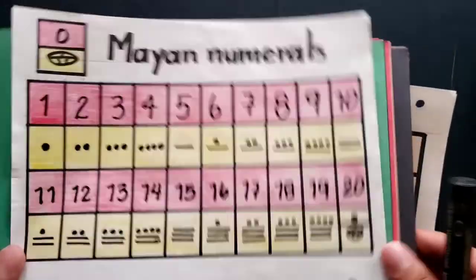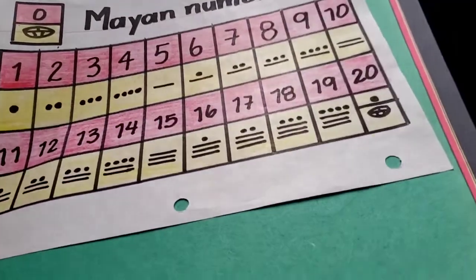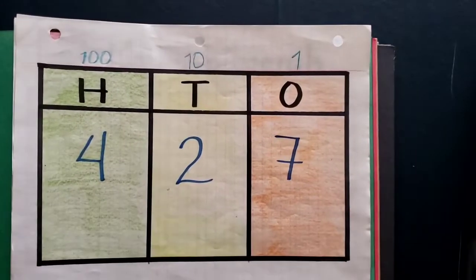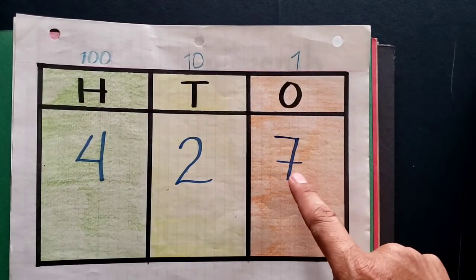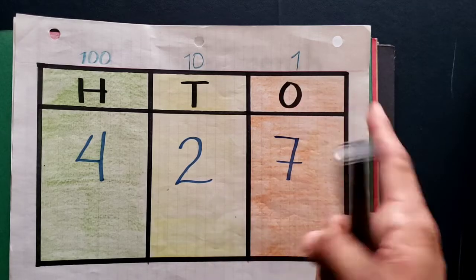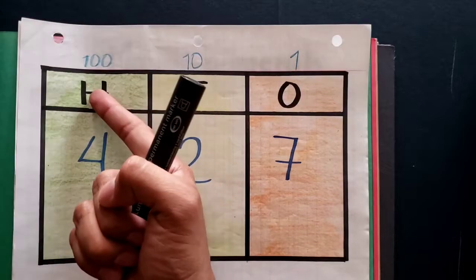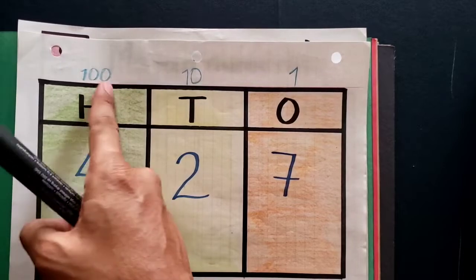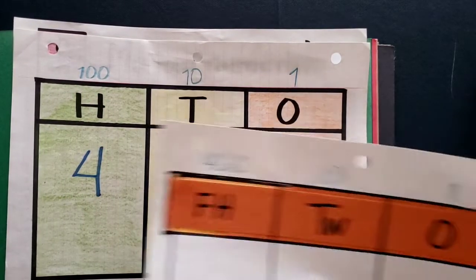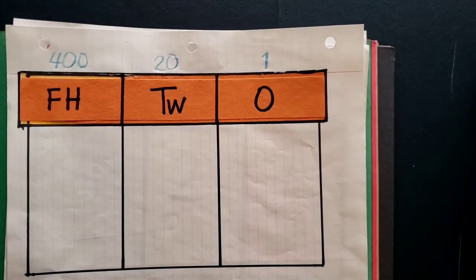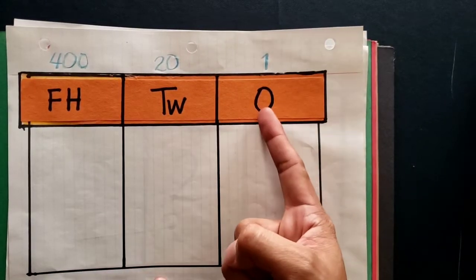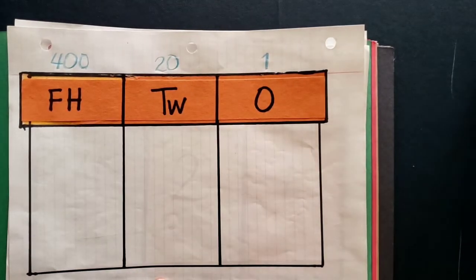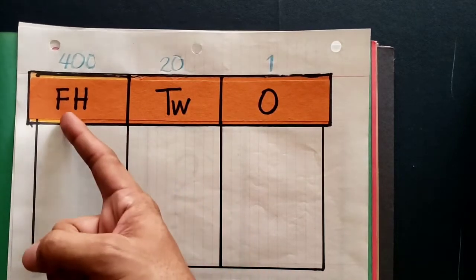Now look at this. In the last video that I sent, I taught you about place value. Do you remember it? The place values of our decimal system are ones, tens, and hundreds. The ones are equal to 1, the tens are worth 10, and the hundreds are worth 100. But with the Mayans, it's different. They have ones, like us. They have twenties. They do not have tens. They have twenties, and they have 400s.